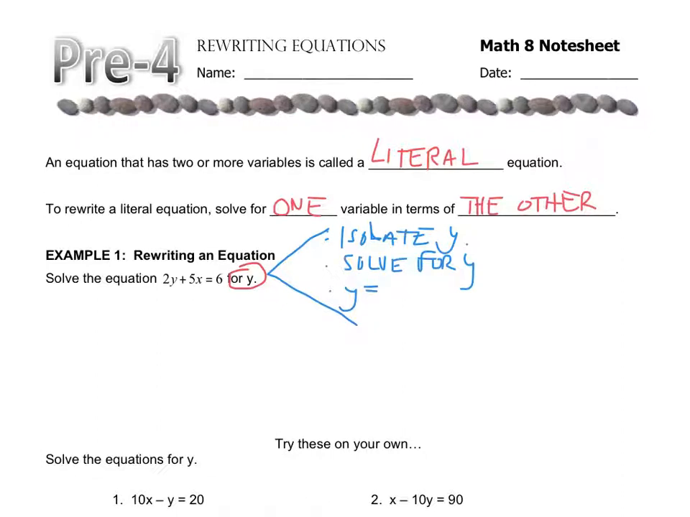So we want our equation to eventually look like y equals, and then everything else is going to go to the other side. We also will see this phrase: we're solving for y in terms of x. This is the same thing. All these things are basically saying what this question is asking for. Solve the equation for y basically means isolate y, solve for y, get it to be y equals, and the other way of saying this is y in terms of x.